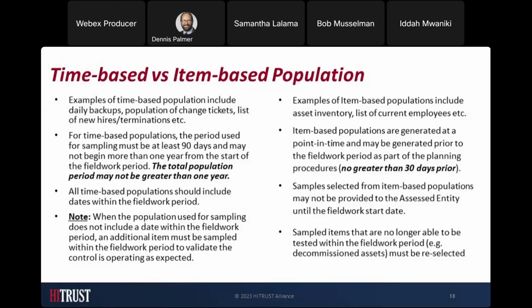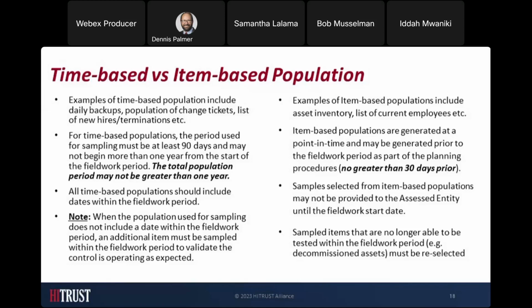So let's talk about item-based population. An item-based population is a population that is generated at a point in time, and can be generated prior to the fieldwork period as part of planning procedures. And this cannot be greater than 30 days prior to the start of fieldwork. Some good examples for item-based population are an asset inventory or a list of the current employees.